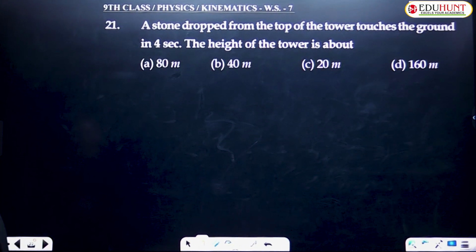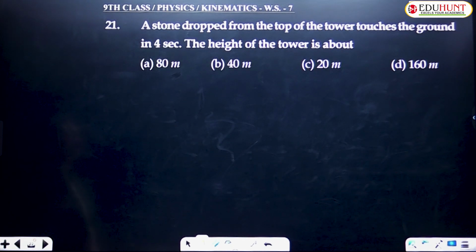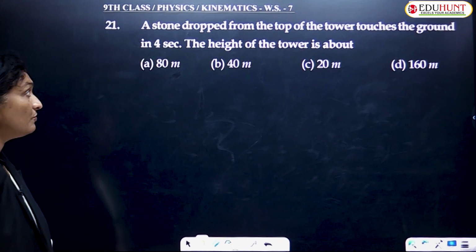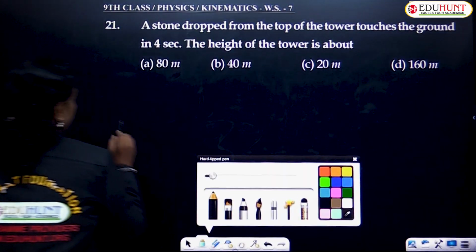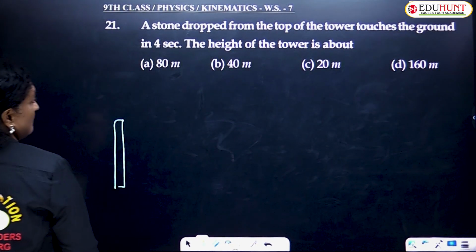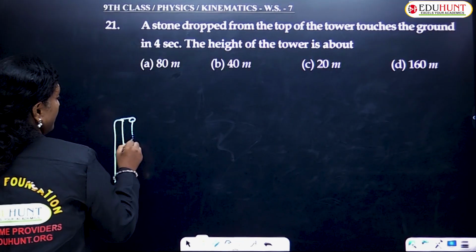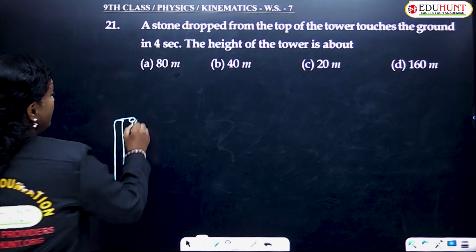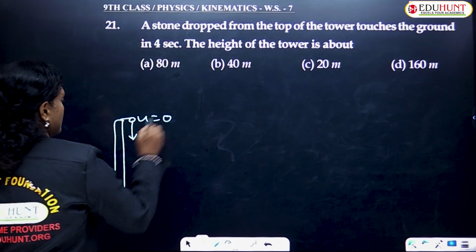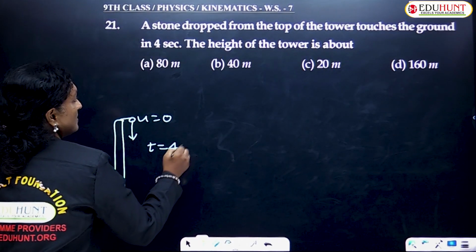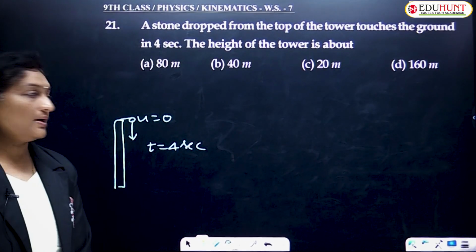A stone dropped from the top of the tower touches the ground in 4 seconds. How much time did it take? 4 seconds. Where was it thrown from? From the top of a tower. This is the tower given. Stone was simply dropped down. That means initial velocity is 0. Time was given as 4 seconds. The height of the tower is?